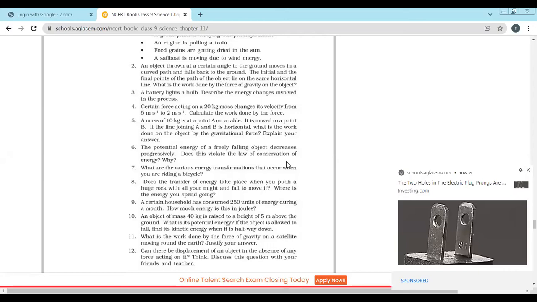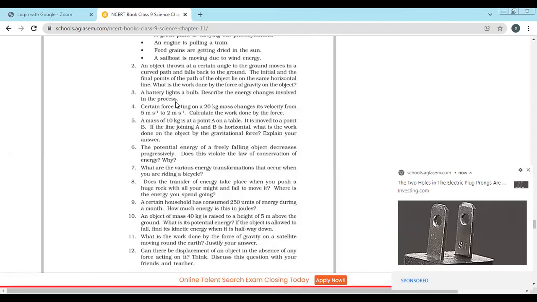The work done by gravitational force, they are asking. So gravitational force is the weight acting in the downward direction, and displacement is taking place in the forward direction. So the angle between force and displacement is 90 degrees. So work done by gravitational force is zero in this case, because theta is 90 degrees.